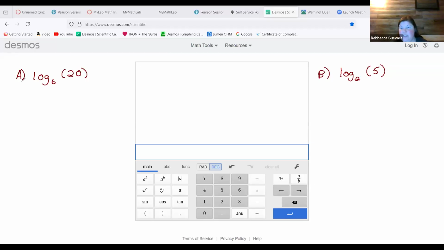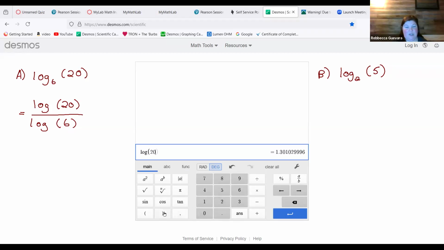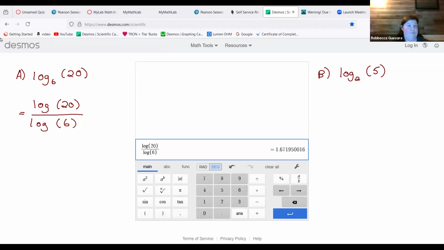So I'm not going to do a common log and a natural log for each of these. I'm just going to do one each. For the first one, if I want to convert it, I'm just going to use my common logs. So remember, the log of the base goes on the bottom. So log of 6 is going to be the bottom, and then I do log of 20 at the top. It doesn't matter if I use this or natural logs. So common log of 20 divided by common log of 6 is going to give us approximately 1.67195.